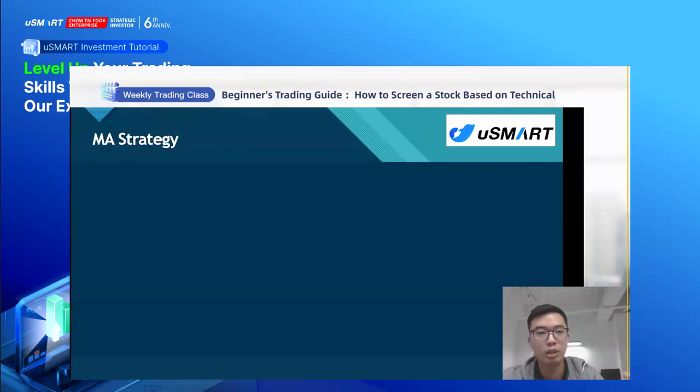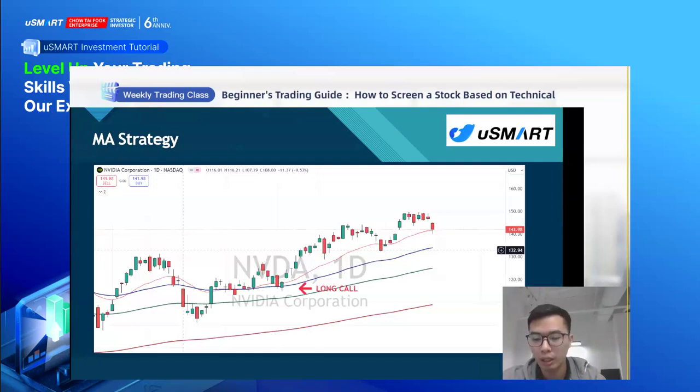Okay, lastly, this one is the very famous indicator that most people use, which is the MA strategy. So what is the MA strategy? MA stands for moving average. And what does moving average mean? Moving average is the average of the closing price of the stock.